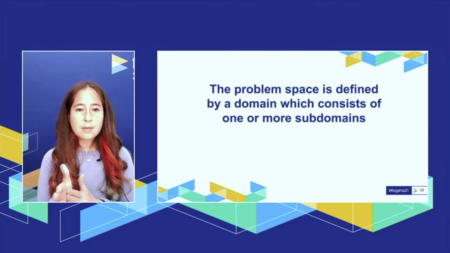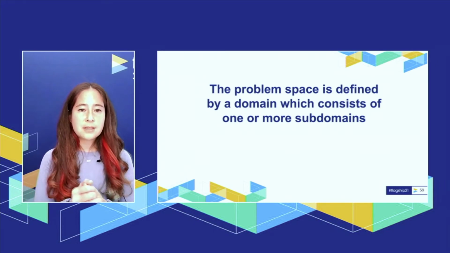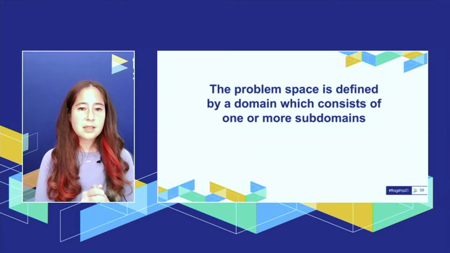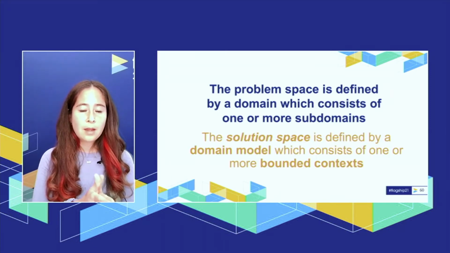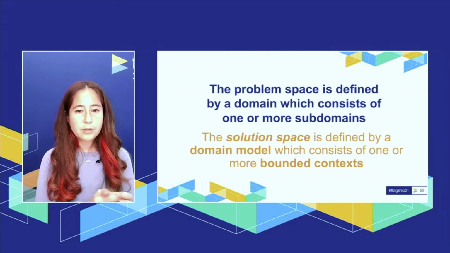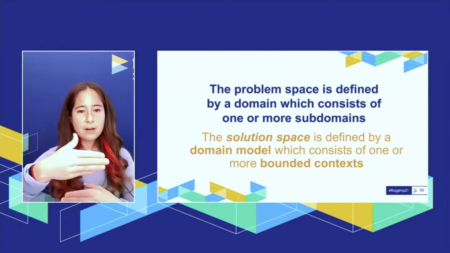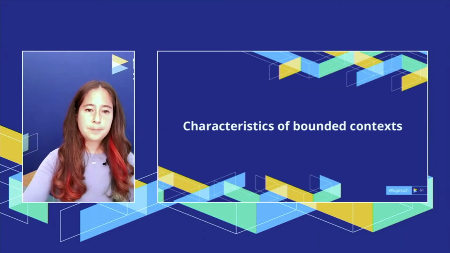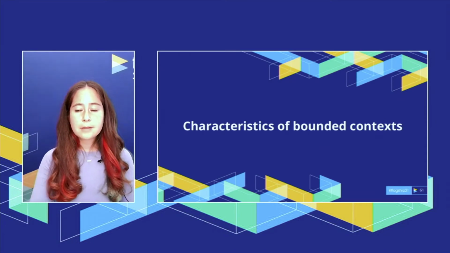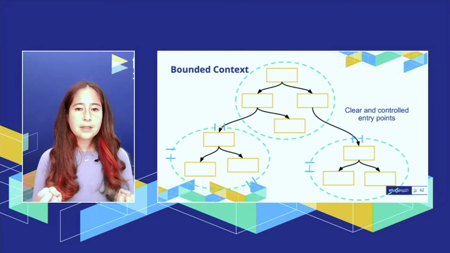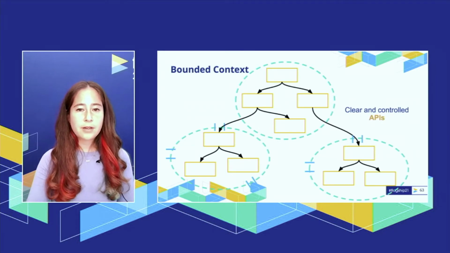So if you want to think about this in terms of the definitions, a problem space is defined by a domain, which consists of one or more subdomains. Meanwhile, the solution space is defined by a domain model, which consists of one or more bounded contexts. So you can see these 2 things are parallel. One is just around the problem space, and the other one's around the solution space. Okay, so what are some characteristics of bounded contexts? So they have clear and controlled entry points, or APIs.